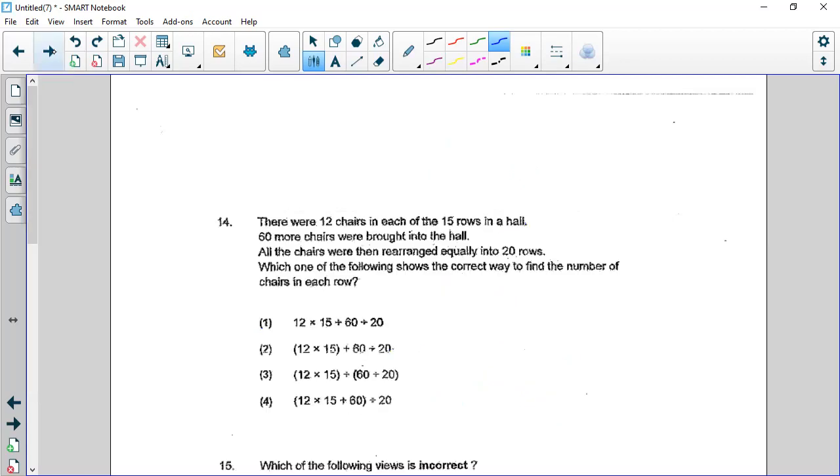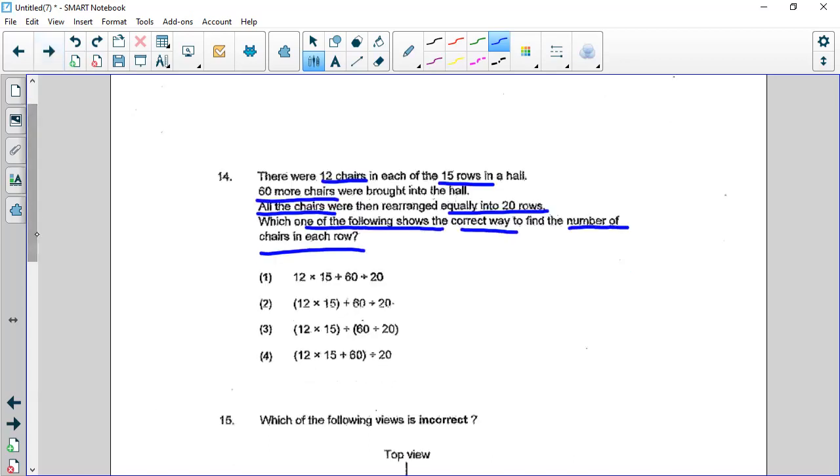Okay, there were 12 chairs in each of the 15 rows in the hall. 60 more chairs were brought into the hall, and then all the chairs were arranged equally into 20 rows. Which one of the following shows the correct way to find the number of chairs in one row? Okay, do it step by step. What's your first step? Your first step is to times. Take the 12 chairs, multiply by 15 rows, right?